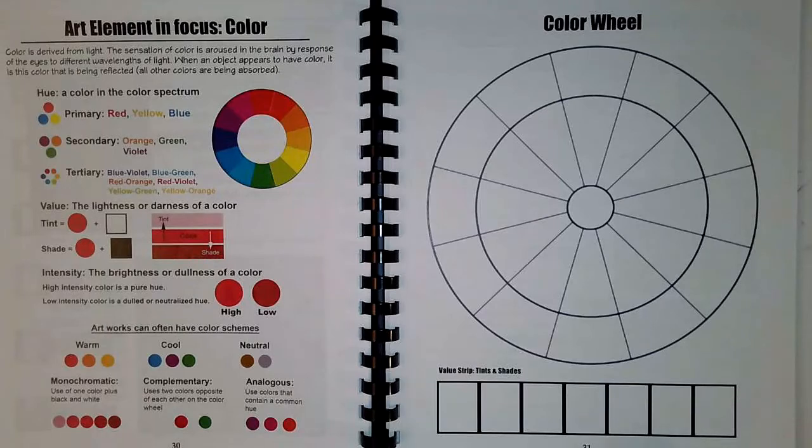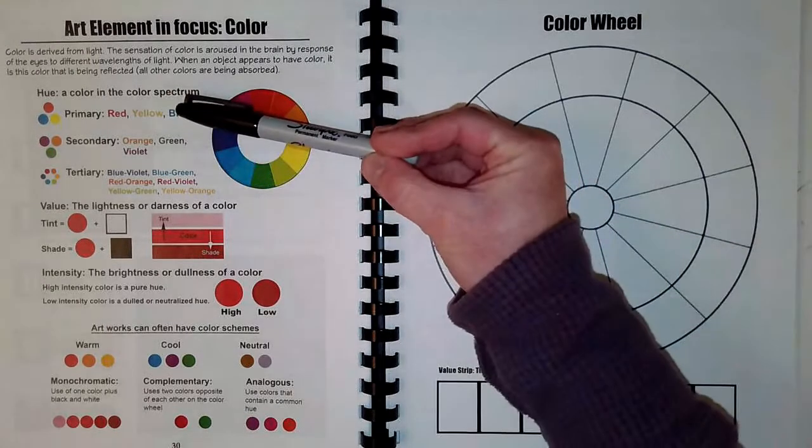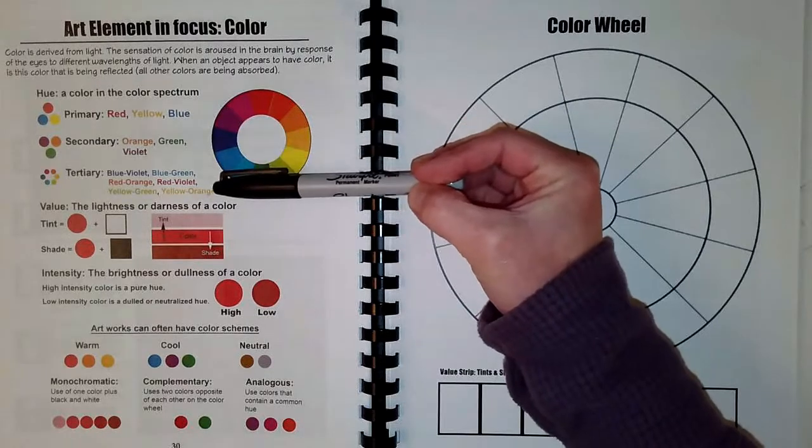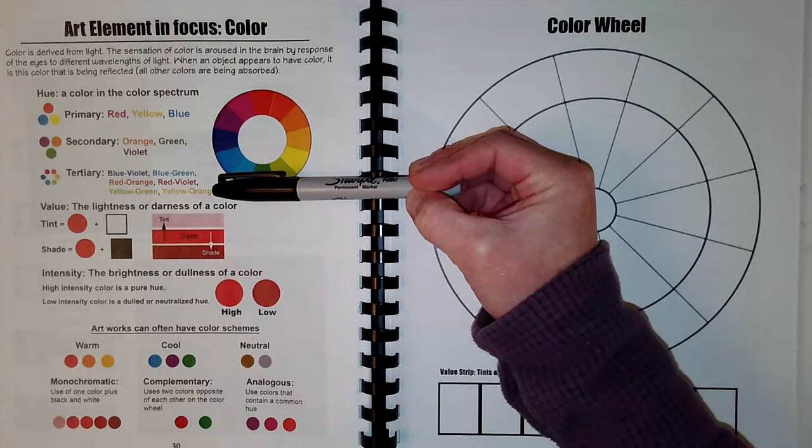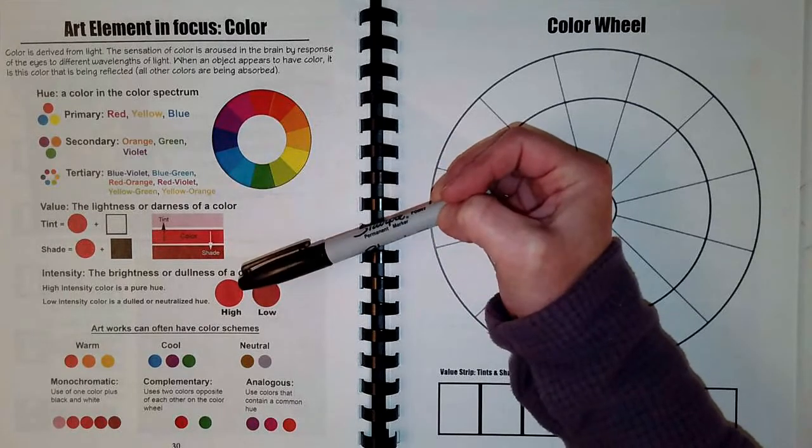The first thing you want to keep in mind is that there are three groupings of color. There are primary colors, there are secondary colors, and there are tertiary colors. And those colors have relationships. So they're all called hues. Red, yellow, blue are hues in the color spectrum. Orange, green, violet are hues, as are blue-violet, blue-green, red-orange, red-violet, yellow-green, and yellow-orange.